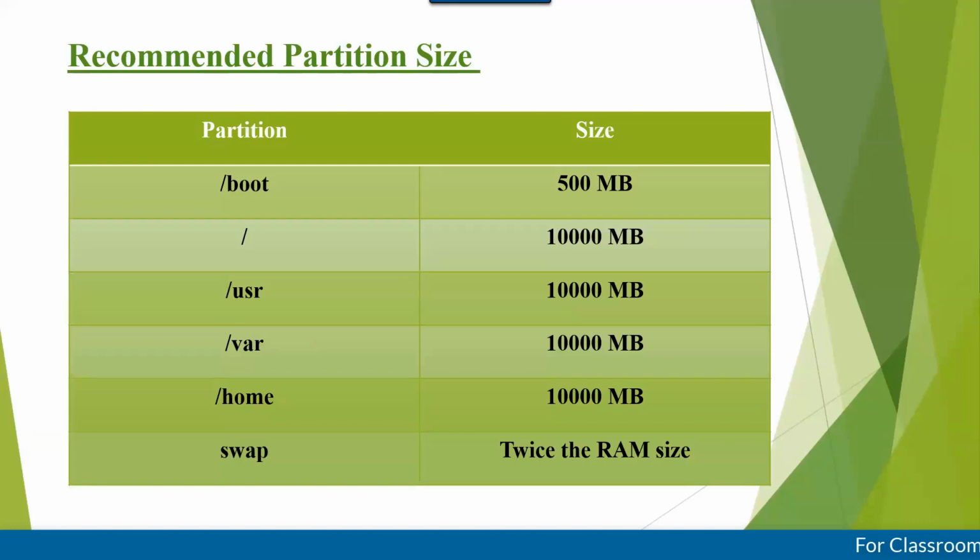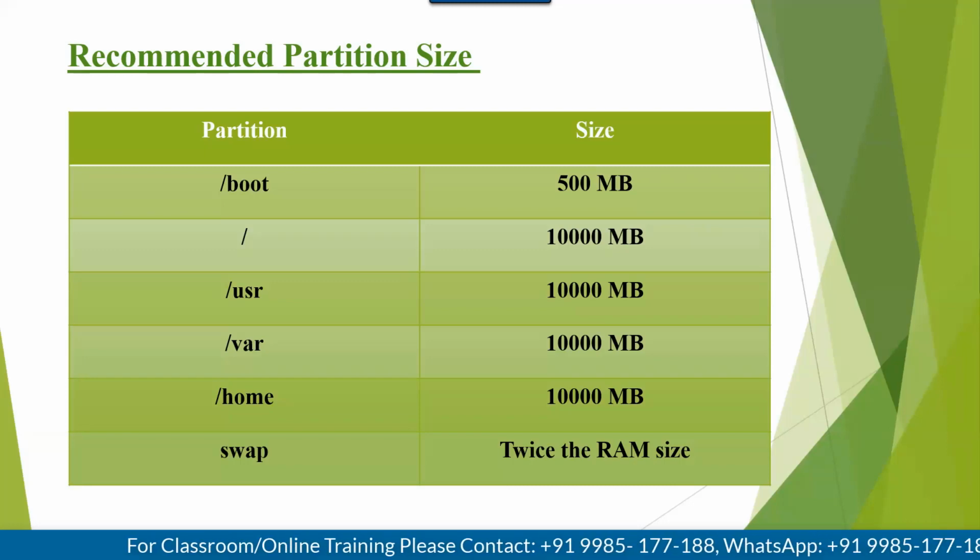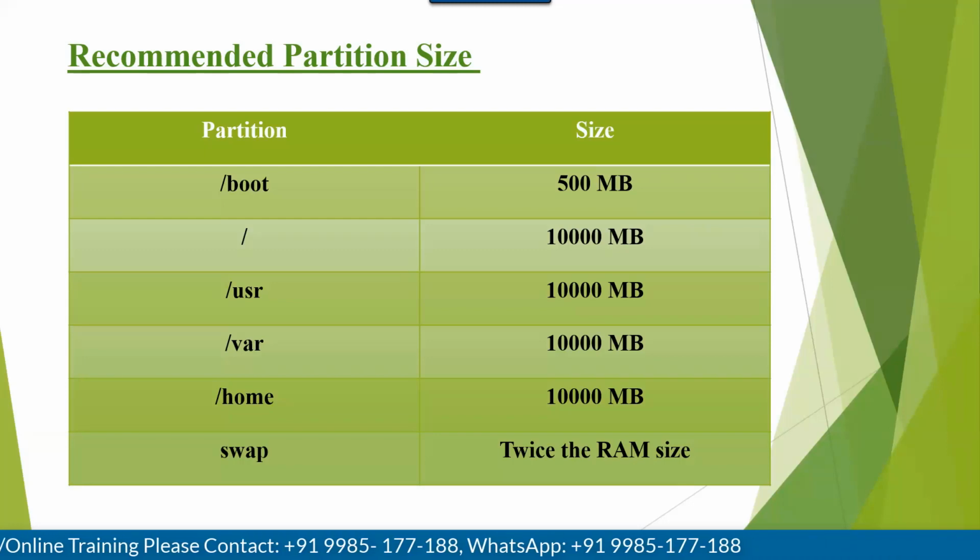In this, what are the compulsory partitions? Forward slash and swap are the compulsory partitions. Forward slash is compulsory because it is the parent directory. And swap is compulsory to increase the performance of physical memory, and the remaining partitions are optional.